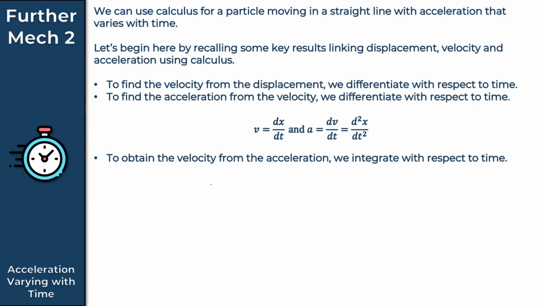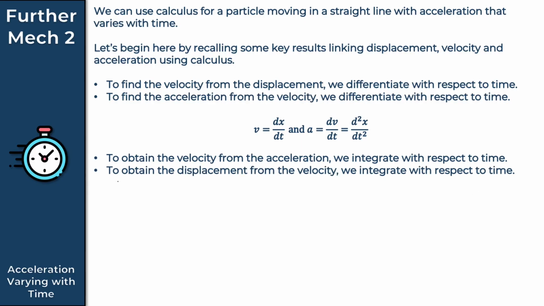And in a similar fashion, we can now go backwards. So if we want to obtain the velocity and we have the acceleration, what we need to do is just integrate with respect to time. And to obtain the displacement from the velocity, all we do, again, is just integrate with respect to time.